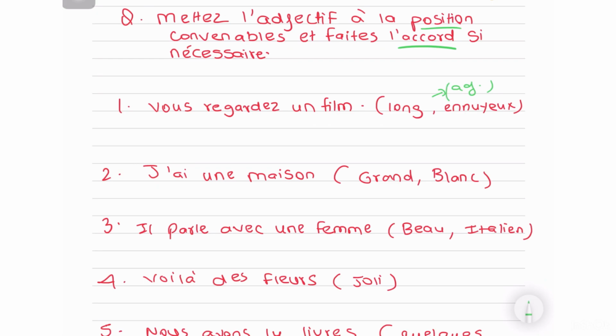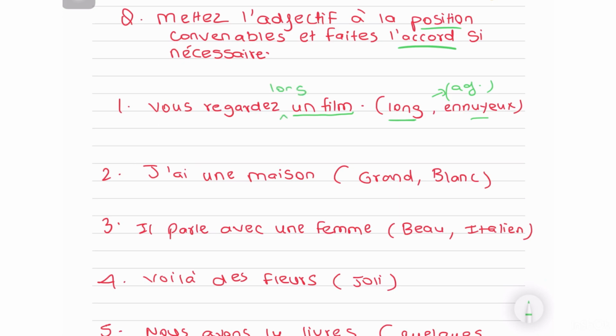Okay, so here in the first sentence, for example, vous regardez un film. Okay, and two adjectives are given. Alright, first thing you'll do is that you'll decide what the noun is. Here we're talking about the film. Alright, so the film is long and boring. Now we're supposed to put both of them in the sentence. That is long, we're talking about the size. That is part of BANGS. That means it will go before the noun.